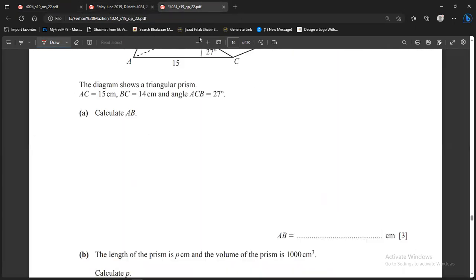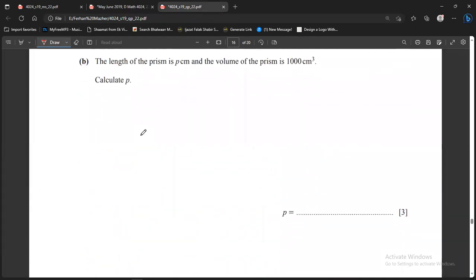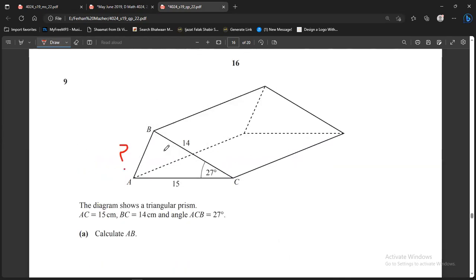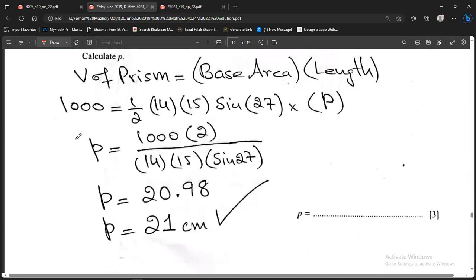This is the solution. Question number 9 and its B part. The length of the prism is P centimeter and the volume of the prism is 1000 centimeter cube. Calculate the P. You know, this is the prism. The formula for the volume: this is the base of the prism, and if you know the base area, the volume of the prism is base area multiply the height of the prism. They say the length of the prism, the height of the prism, that is P. This dimension is P. I want to find out that. I already know the volume of the prism. Volume of the prism is base area multiply length.